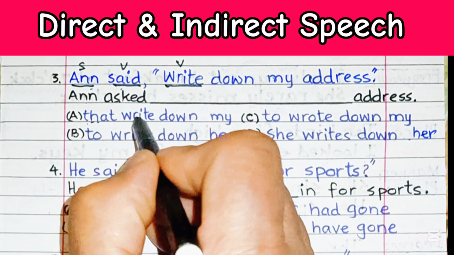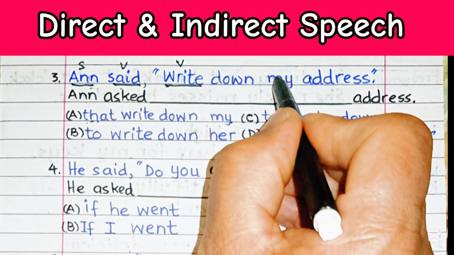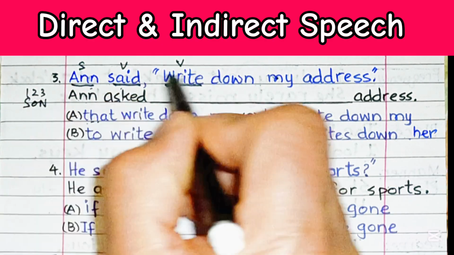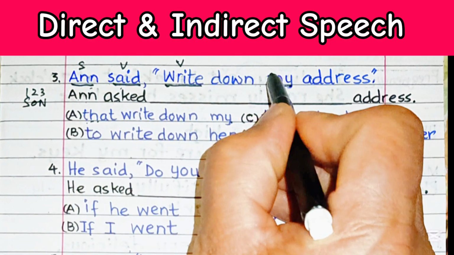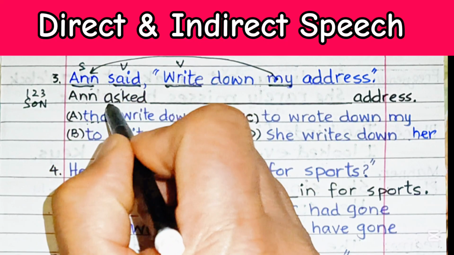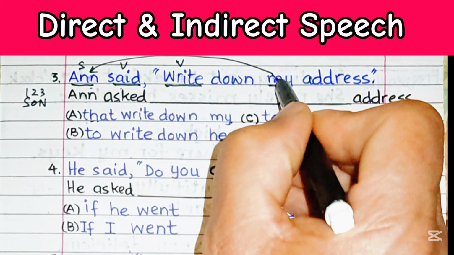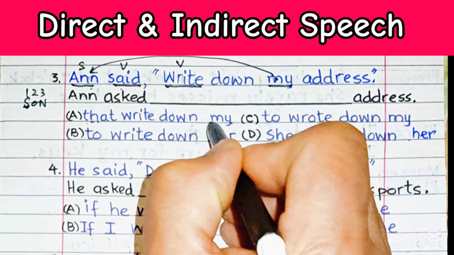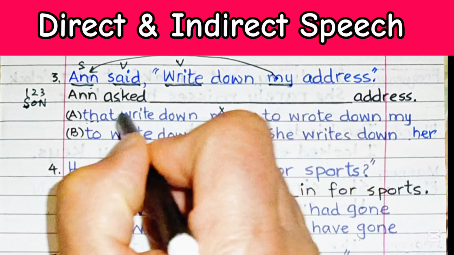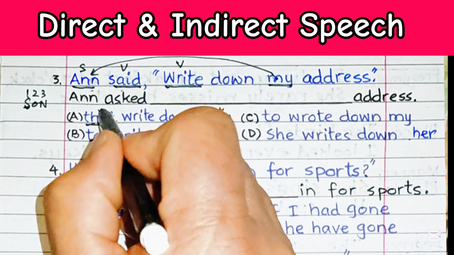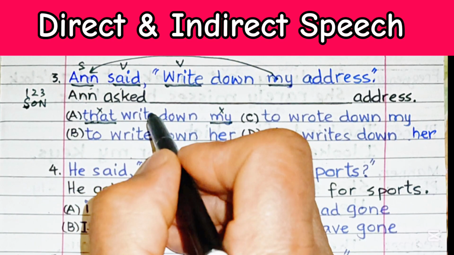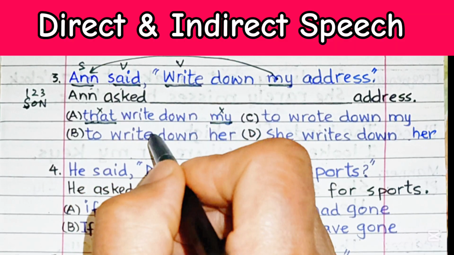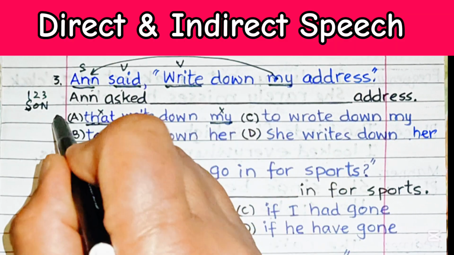Anne asked that write down my address, then my is to be changed as per the SON pattern 1, 2, 3. So my is first person, it is to be changed with the subject, that is Anne. So write down her, so the first person is to be replaced with the subject. We don't put that in order to connect an imperative sentence or imperative speech with the reporting. So this is not the right option.